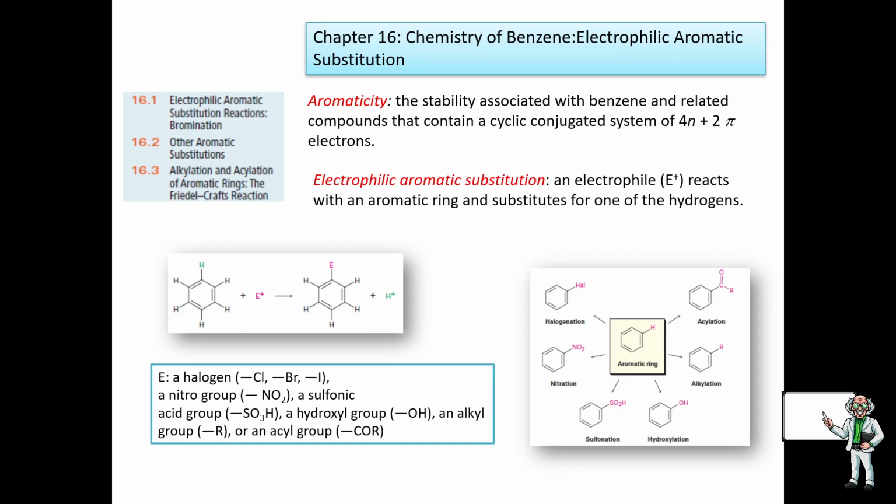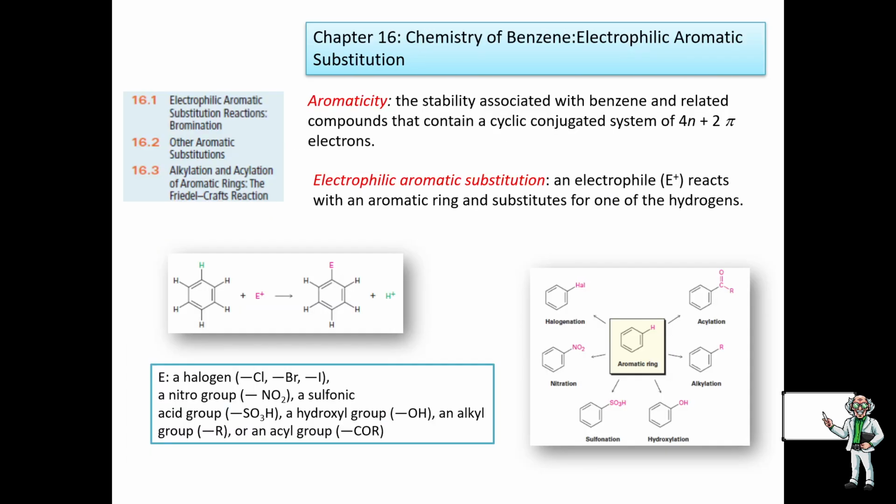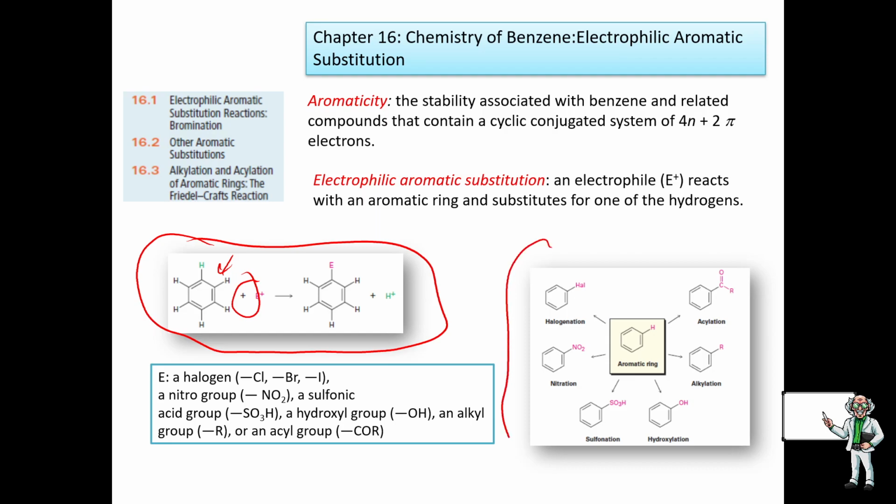Here you can have the reaction, where the benzene ring reacts with the electrophile, substituting one of the hydrogens for the electrophile. The electrophile can be a halogen, a nitro group, a sulfonic group, a hydroxyl group, an alkyl group, or an acyl group. There are several options, and you see here all the possible products.